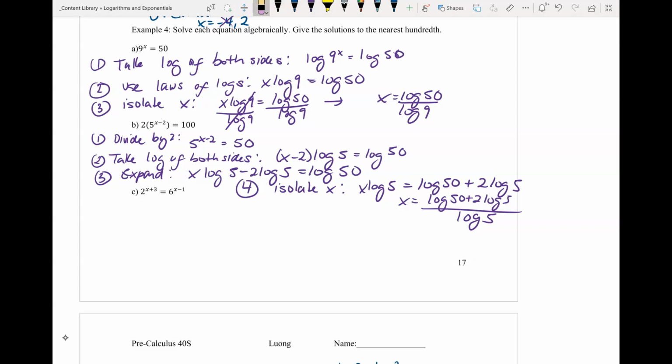Moving on to part C. In this case we have 2 to the power of x plus 3 is equal to 6 to the power of x minus 1. In this case here, it's pretty clear that you can't obtain the same base, so I can't change 6 to a base of 2, so we are going to use logarithms here. And I'm going to start by taking the log of both sides.